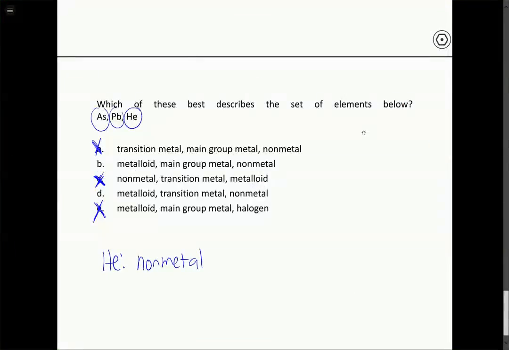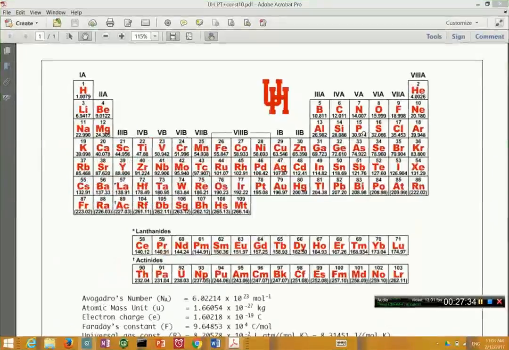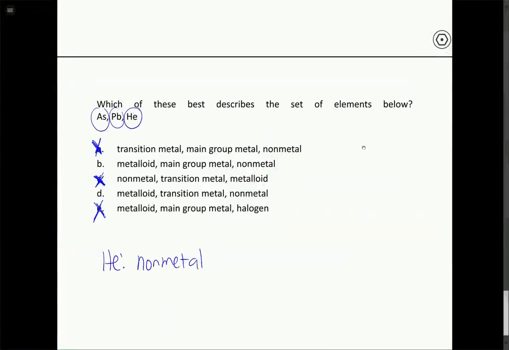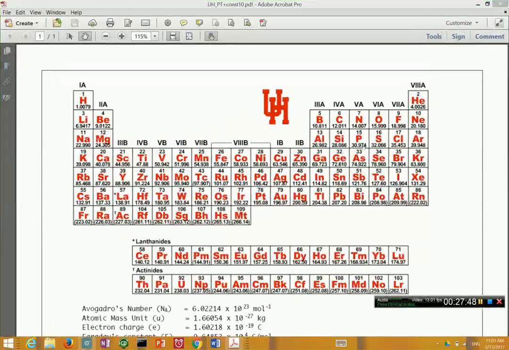And arsenic is in fact a metalloid. Arsenic is one of those elements that's right on the staircase borderline, and is one of our 6 commonly identified metalloids. Then finally we have to look at lead. Choice B has lead as a main group metal, choice D has it as a transition metal. As I just said, the transition metals are all going to be in this portion of the periodic table in the D block. Lead is over here.